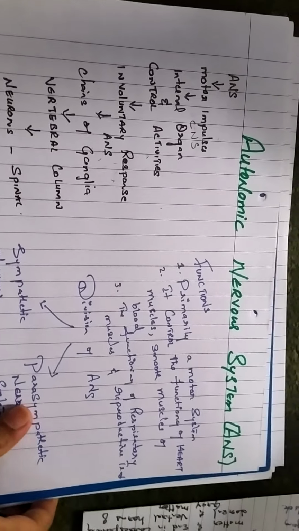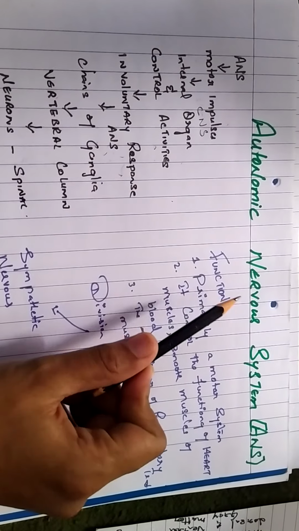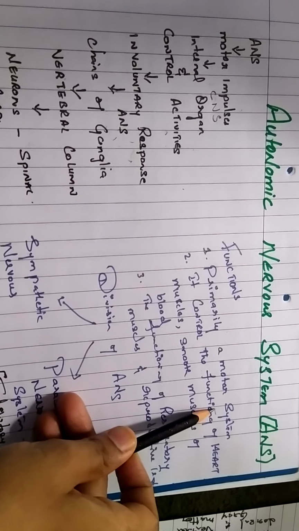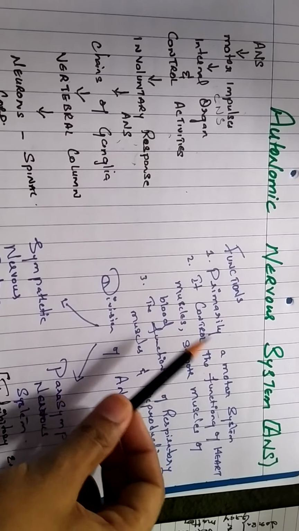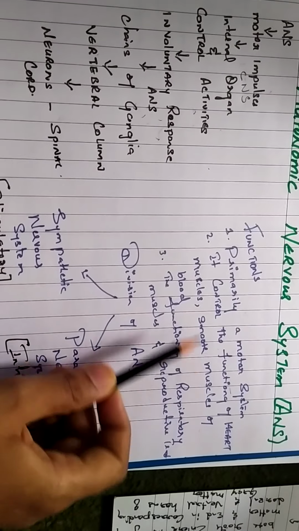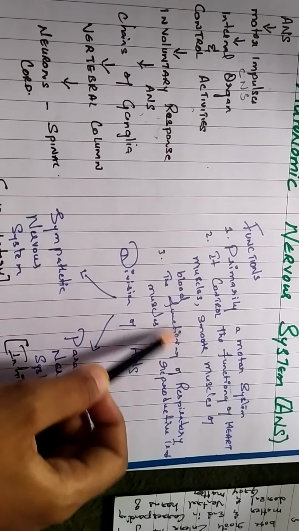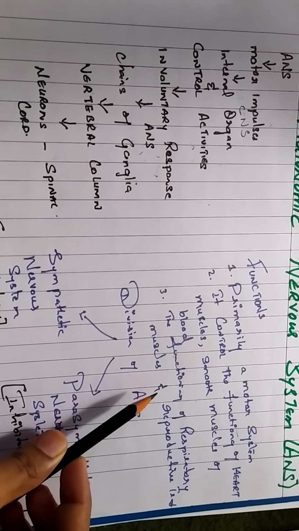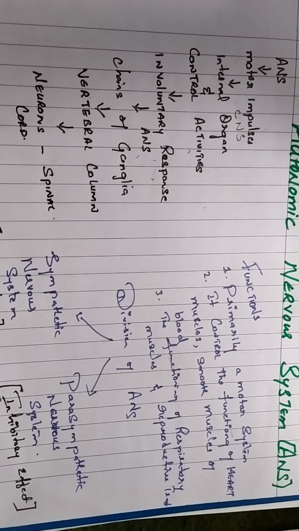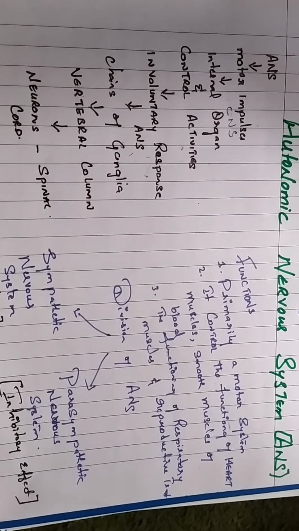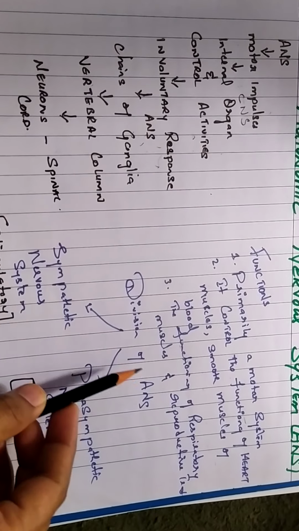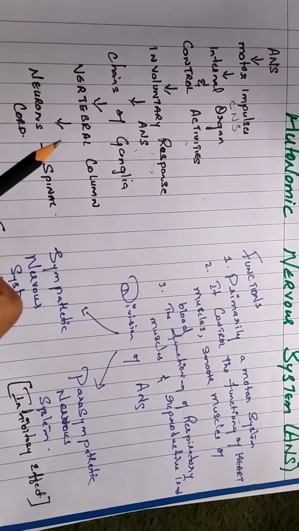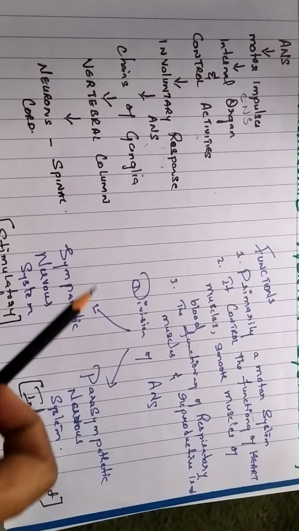The main function of this autonomic nervous system is that it is primarily a motor system. It controls the functioning of heart muscles, smooth muscles of the blood vessels, and also the functioning of respiratory muscles and the reproductive tract. The reproductive tract is very important, and this is based on the function, and on the vertebral column and neurons, producing the involuntary response.